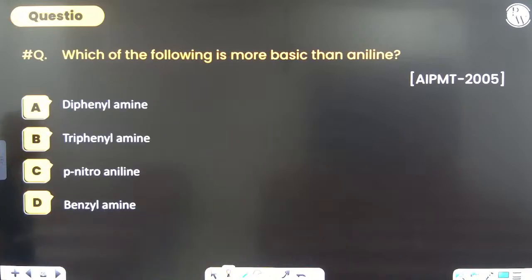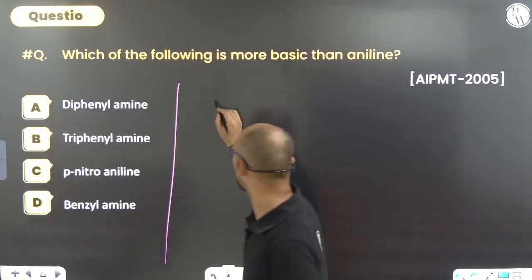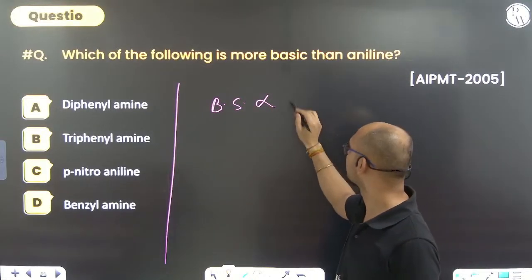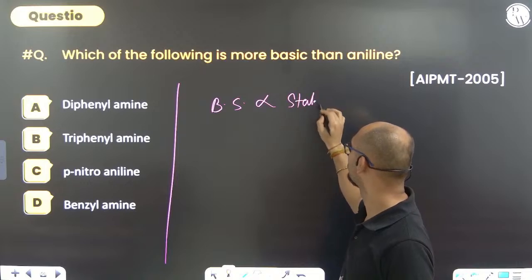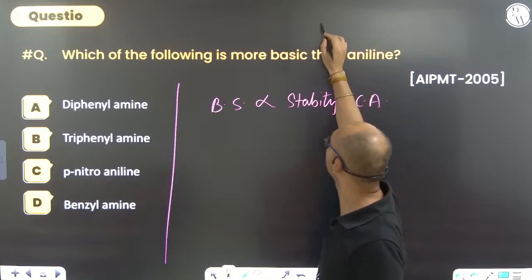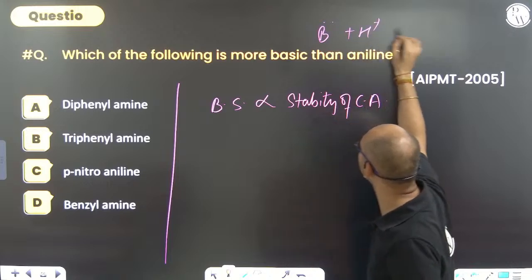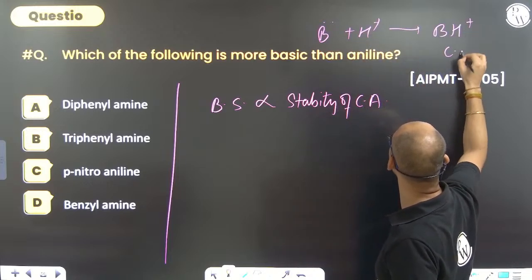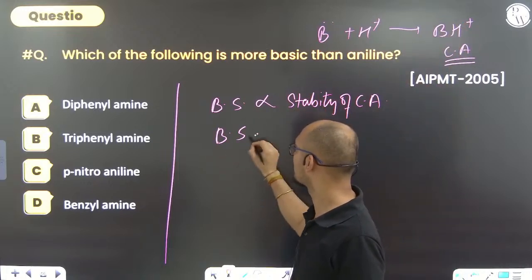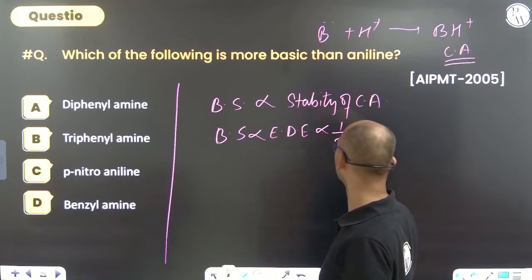Okay, move ahead. Which of the following is more basic than aniline? Aniline, see, basic strength depends on what? Always remember, basic strength is directly proportional to the stability of the conjugate acid. Conjugate acid means consider some base, after taking H plus it converts into BH plus, so it is called the conjugate acid. Now the more its stability, the more the basic strength. Now basic strength is directly proportional to electron donating effect, inversely proportional to electron withdrawing effect.